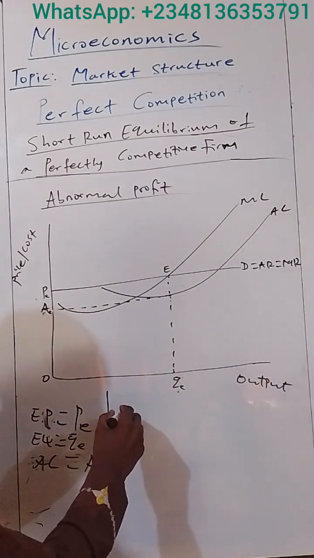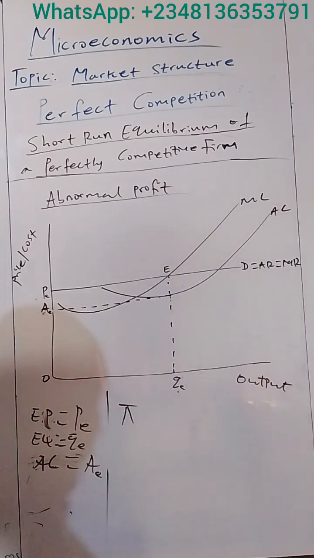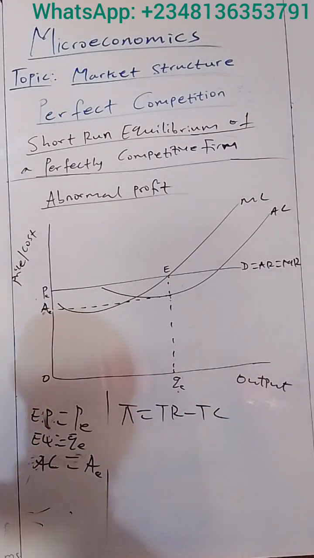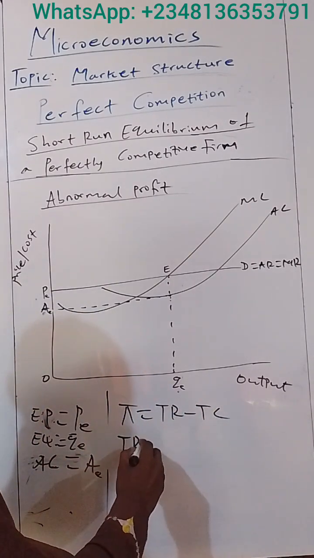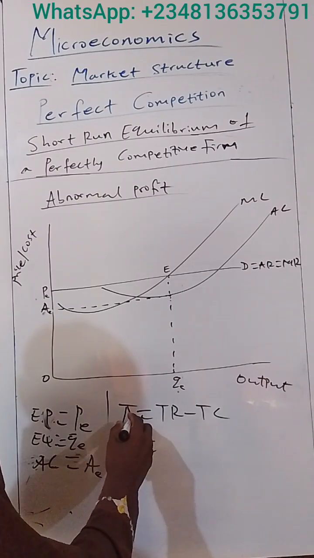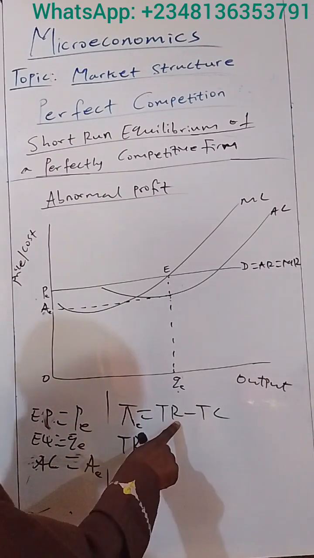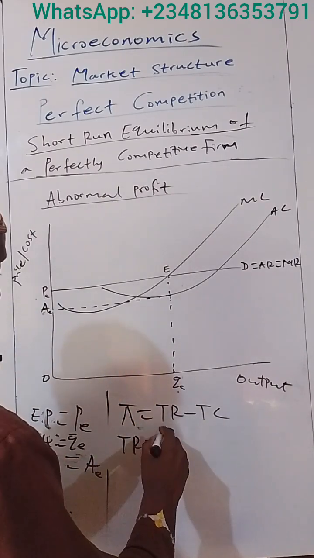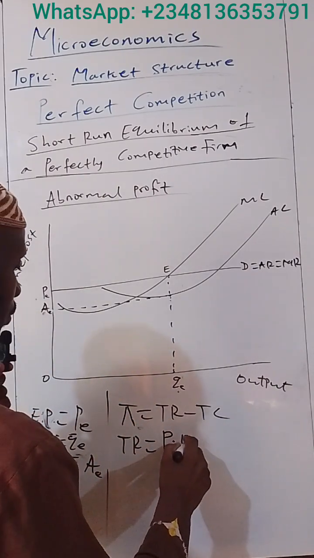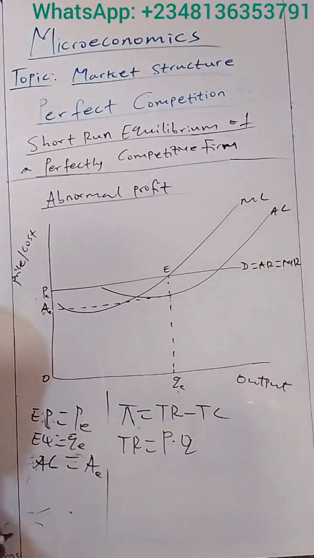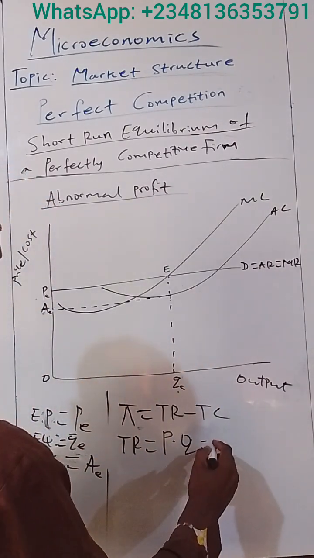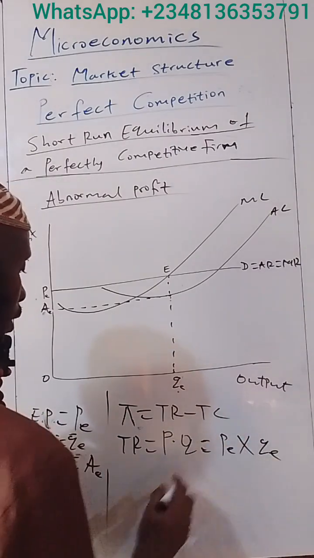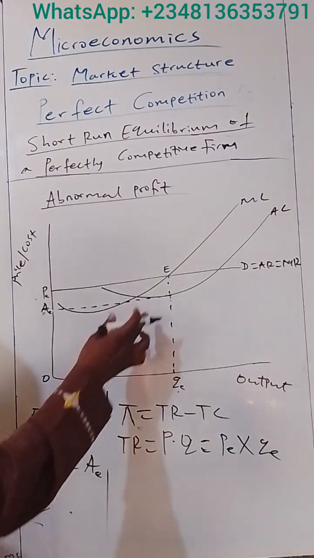And you know that the formula for calculating profit is TR minus TC. That is the profit at equilibrium, where TR is total revenue in equilibrium and TC is total cost in equilibrium. Total revenue is P times Q, which is equal to PE multiplied by QE. That will represent my total revenue from here.